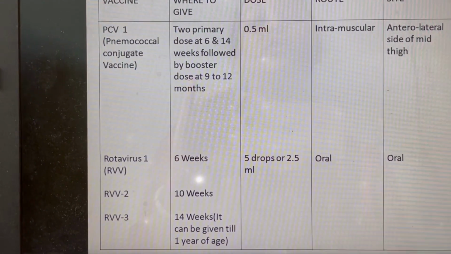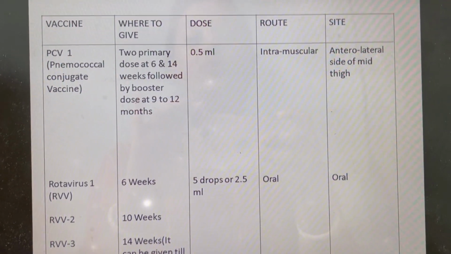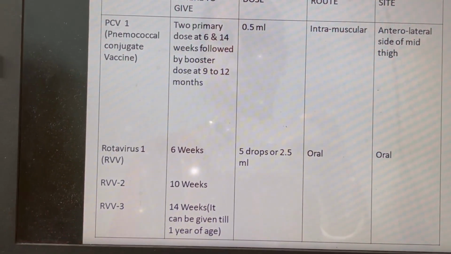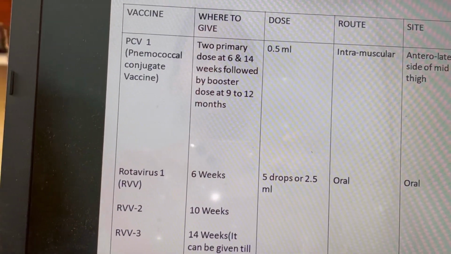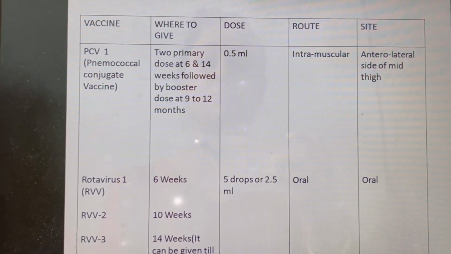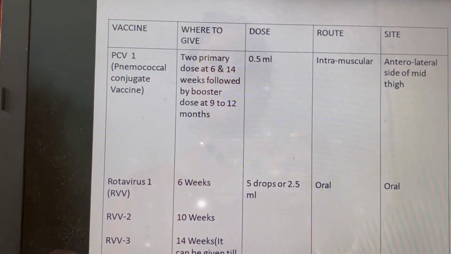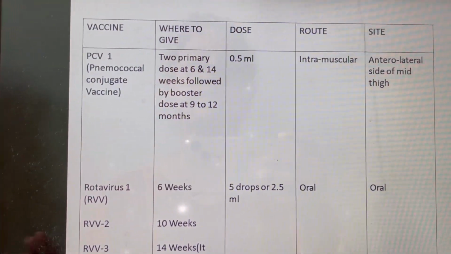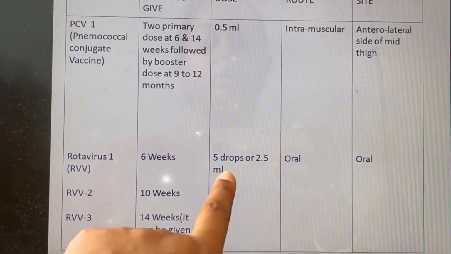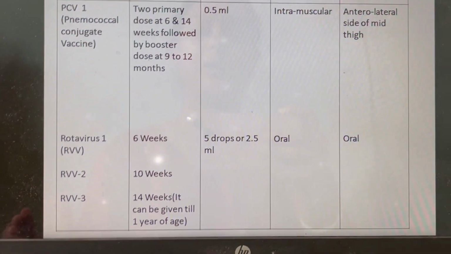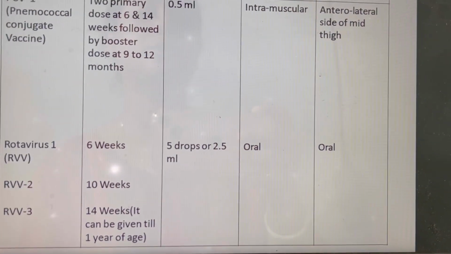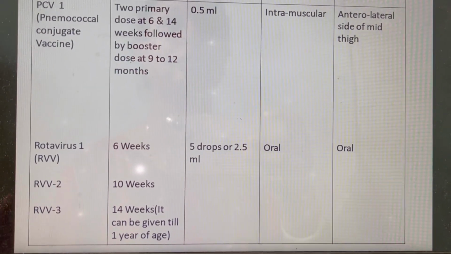Okay, and the dose you are giving is 0.5 ml, route IM, and the site is anterolateral side of mid-thigh. It is all the same as Penta. Then rotavirus 1, 2, 3, it is also the same. It is easy to memorize because OPV, Penta and Rota are given at the same time, 6 weeks, 10 weeks, 14 weeks. The dose you have to remember: 5 drops are given, if given orally, then 5 drops you have to give. If injectable, then you have to give 2.5 ml. You have to remember that about the Rota vaccine.